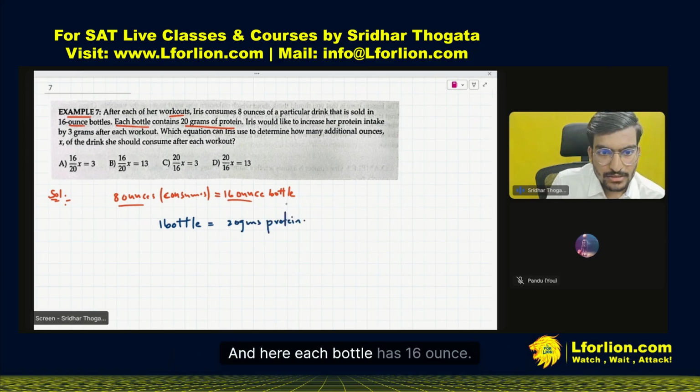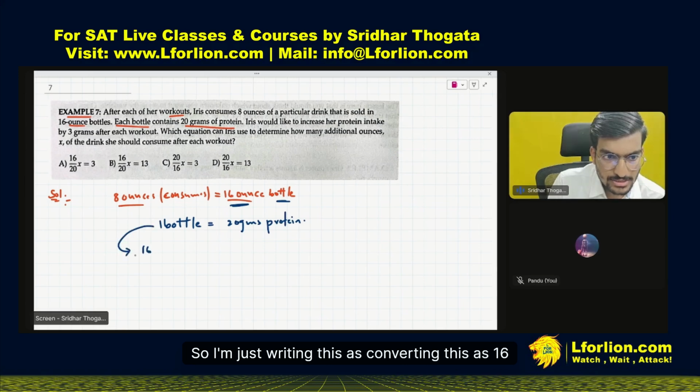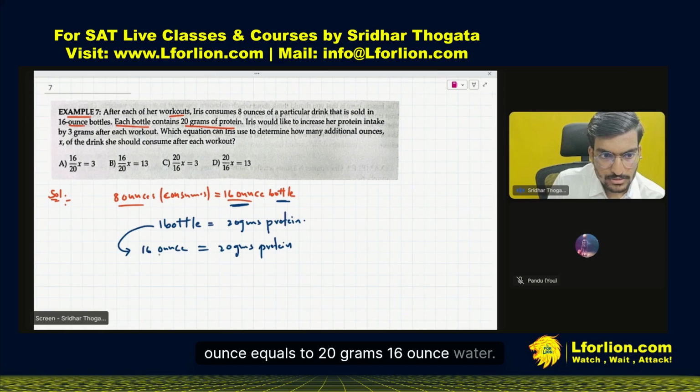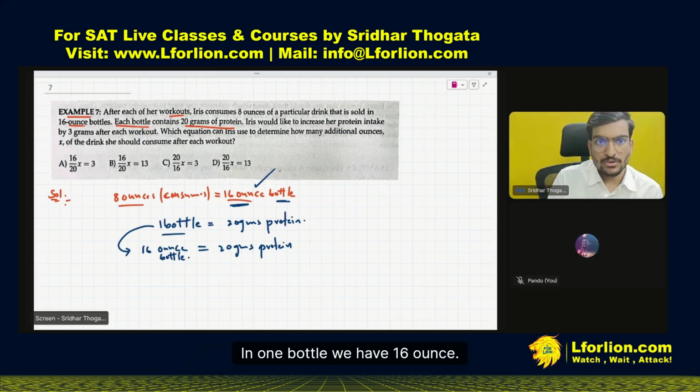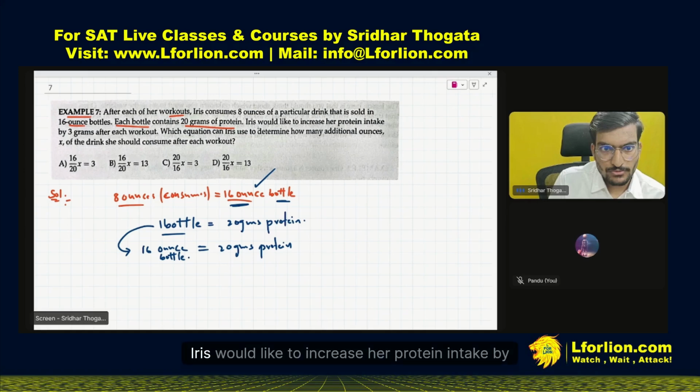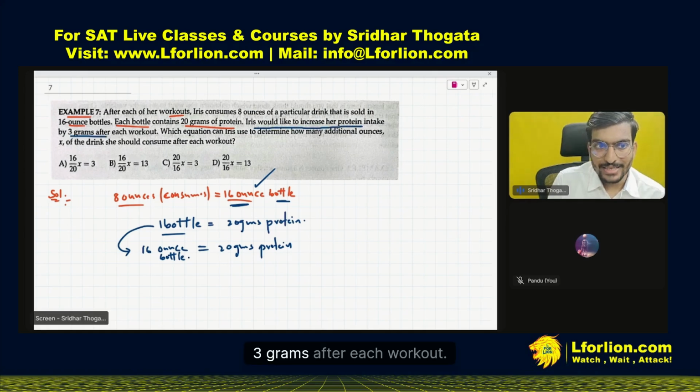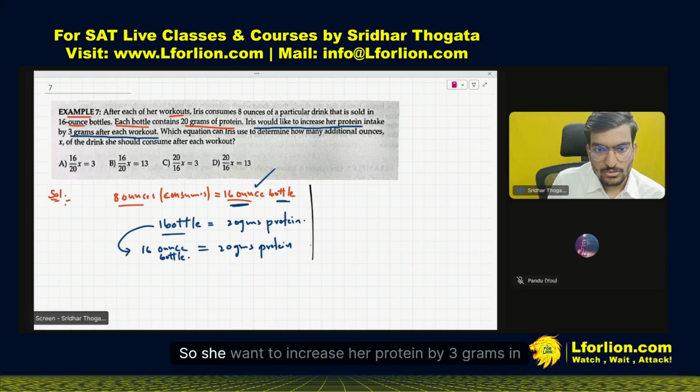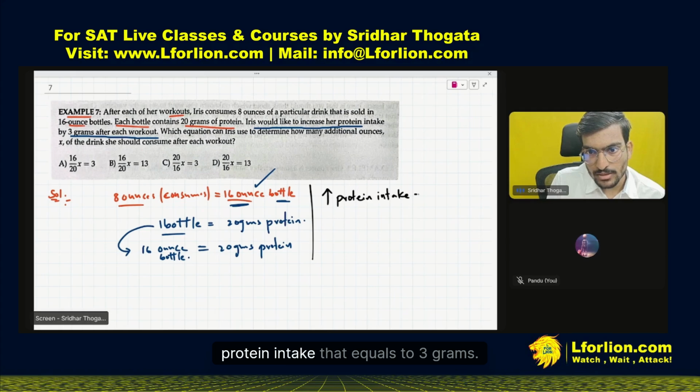And here each bottle has 16 ounces. So I'm converting this as 16 ounce equals 20 grams, because in one bottle we have 16 ounces. It will be useful further. Iris would like to increase her protein intake by 3 grams after each workout. So she wants to increase her protein intake by 3 grams.